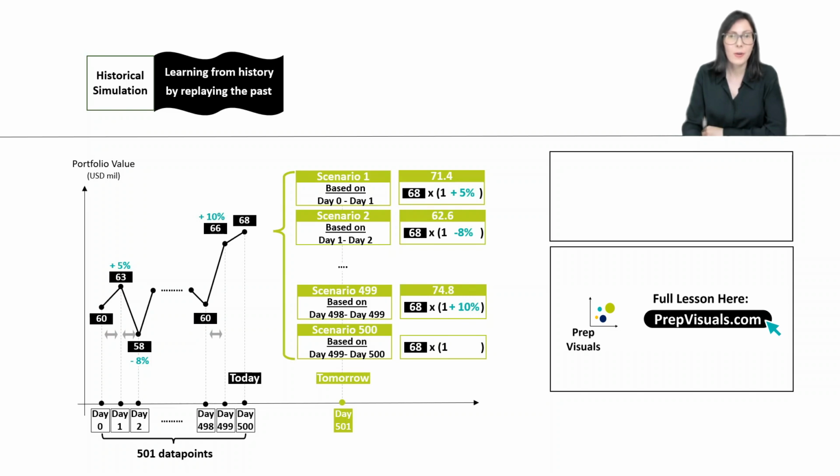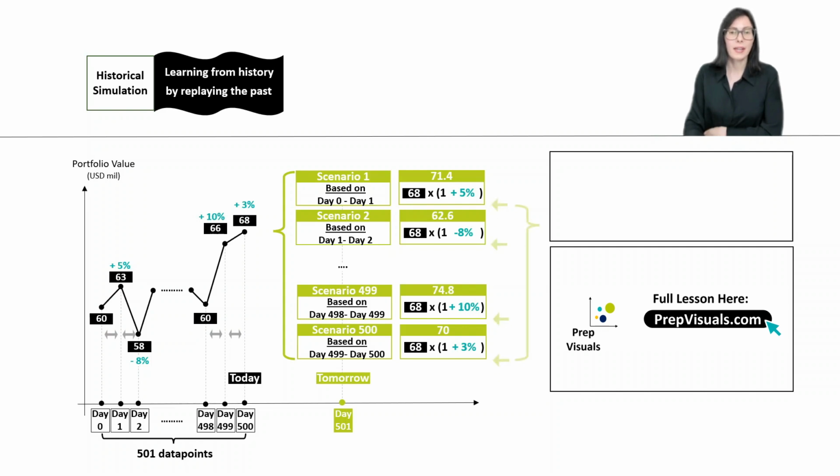And lastly, scenario 500 is based on what happened between day 499 and day 500. And if the portfolio value on day 500 is 68, this would imply that during this time, the portfolio value has increased with 3%. And if this is the case, scenario 500 would assume that today's value will also increase with 3%, which would lead to a value of 70.